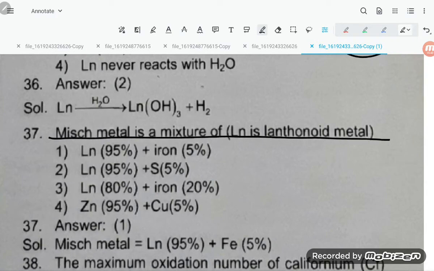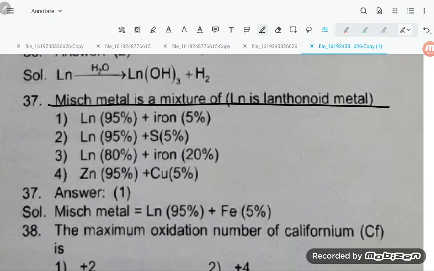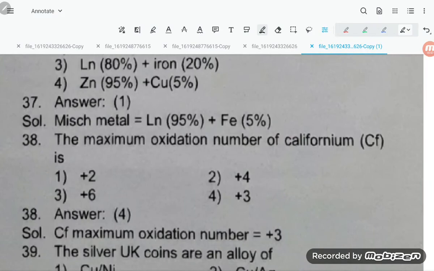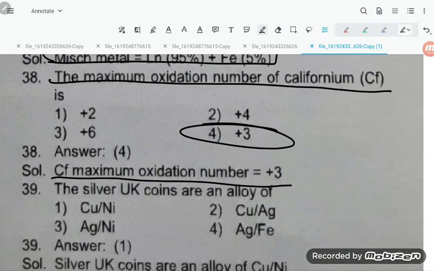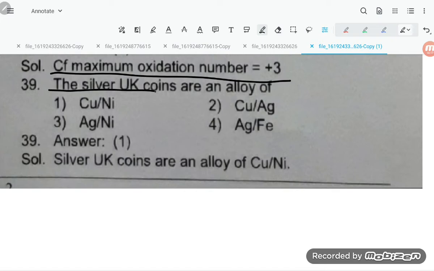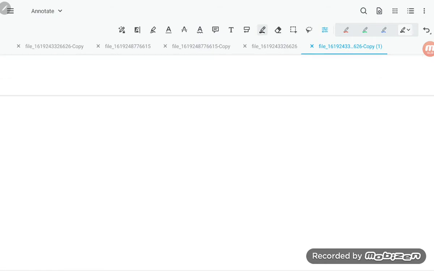Mixed metal is a mixture of a lanthanoid metal, that is Ln 95% plus iron 5%. The maximum oxidation number of californium, Cf, is plus 3. Silver UK coins are an alloy of copper and nickel.